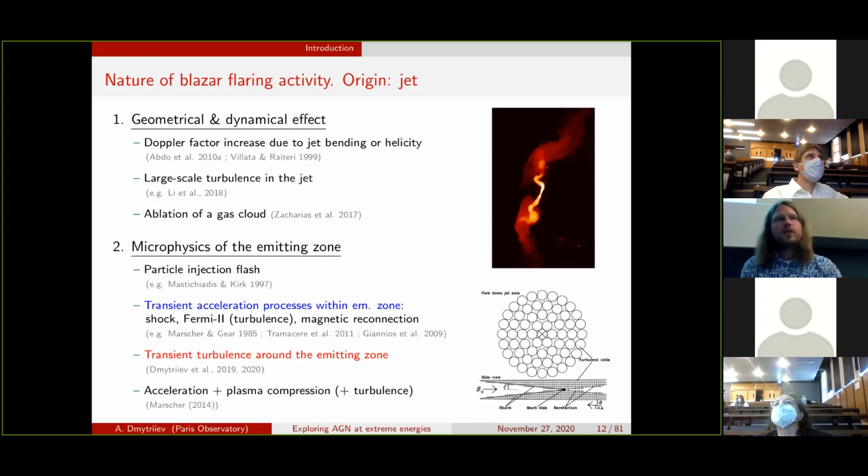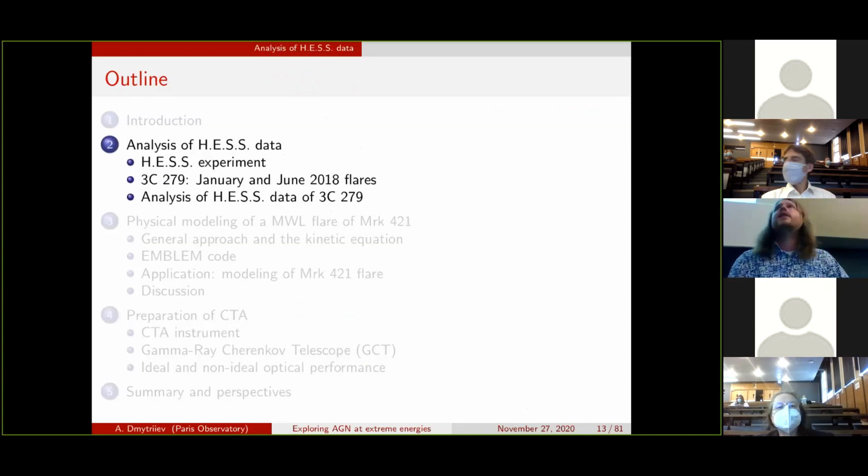It can be, for instance, a geometrical effect, like in the case of jet bending, where you have a decreased angle with the line of sight. So you get Doppler boosted emission and an increase of flux. Or it can be the microphysics of the emitting zone. And I was focusing specifically on this type of model. So I was working on transient turbulence, which spontaneously arises around the emitting zone. And in order to understand the nature of flares, of course, we need observational data.